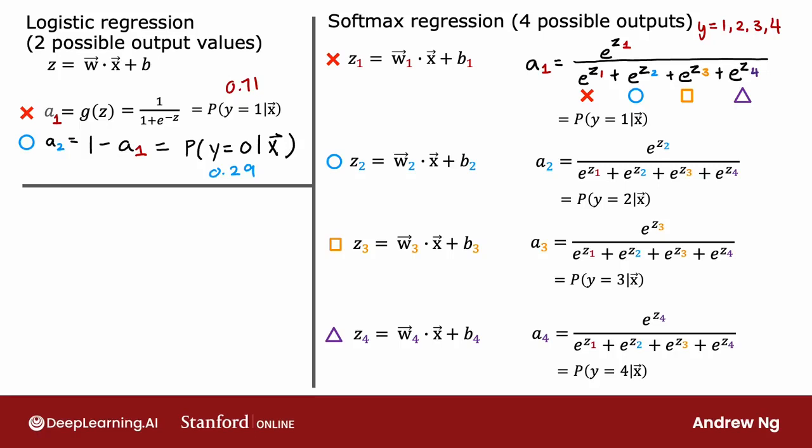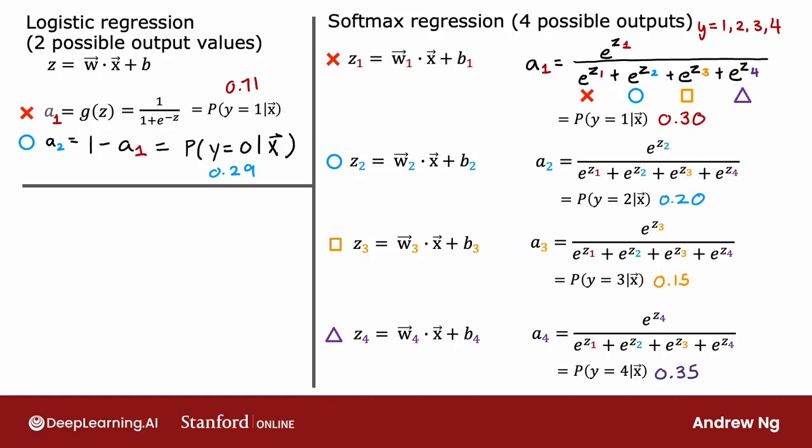Quick quiz. Let's say you run softmax regression on a new input x and you find that A1 is 0.30, A2 is 0.20, A3 is 0.15. What do you think A4 will be? Why don't you take a look at this quiz and see if you can figure out the right answer. So you might have realized that because the chance of y taking on the values of 1, 2, 3, or 4 has to add up to 1, A4, the chance of y being equal to 4, has to be 0.35, which is 1 minus 0.3 minus 0.2 minus 0.15.